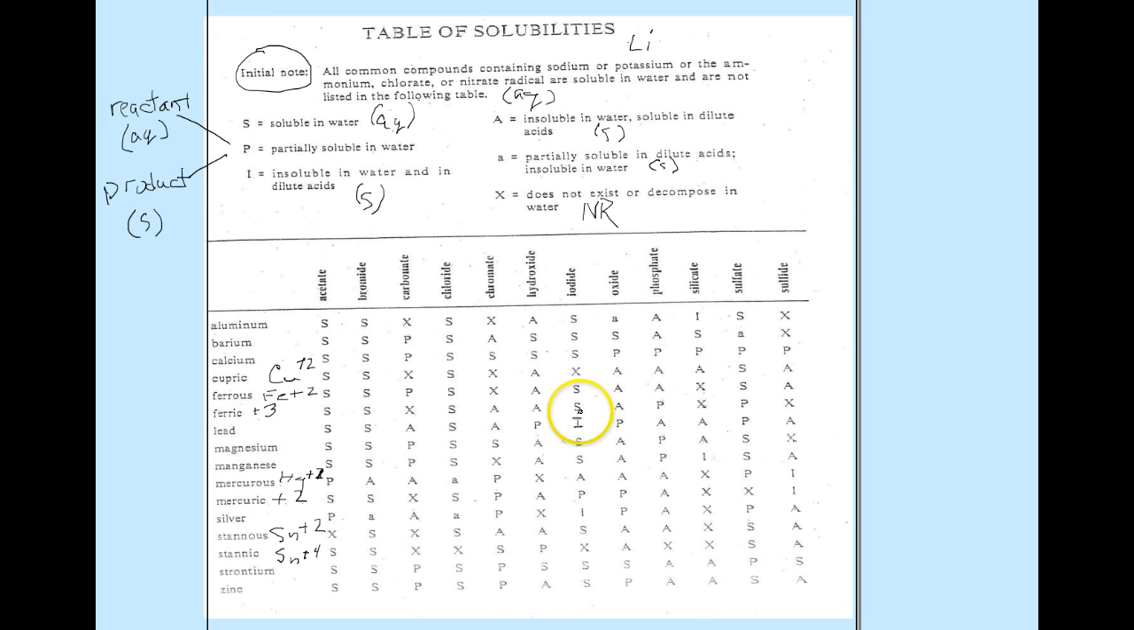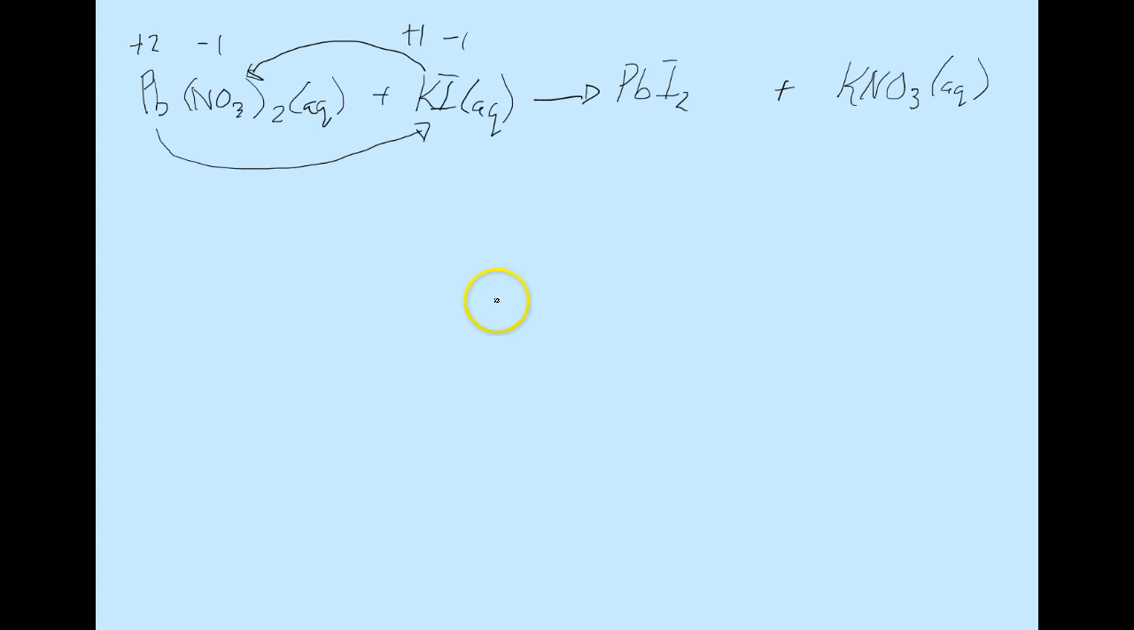But if we go back to our table, we'll see that lead, right here, go over to iodide, which is right here, it has a capital I. And going up to our table, we see capital I is insoluble in water, so it is going to be a solid. And anything that is a solid is our precipitate that is formed. So this is our precipitate.